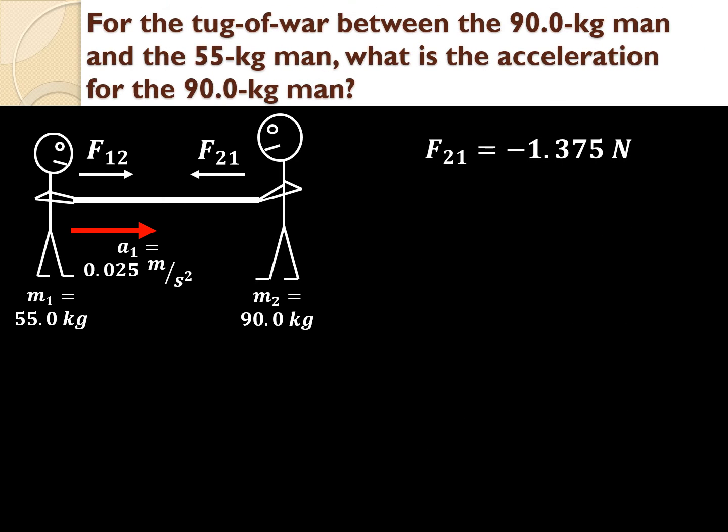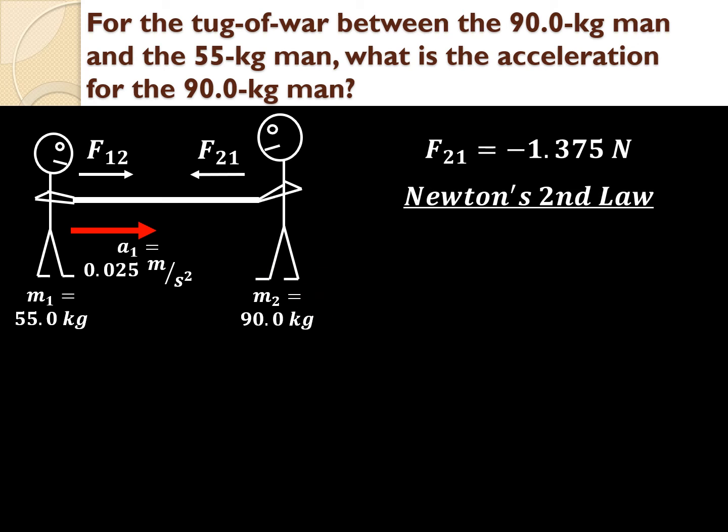So next the question is, what is the acceleration of the 90-kilogram man? Well, we have the force that's being applied to him. We figured that out to be negative 1.375 newtons. And the reason this is force 2-1 is because it's the force on the second guy by the first guy. This is force 1-2 because it's the force on the first guy by the second guy. And these two forces are equal and opposite, as we used Newton's third law in the previous slide. So we have his force and we have his mass.